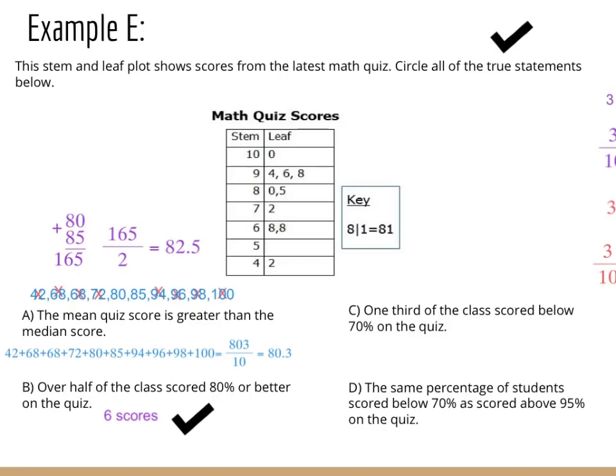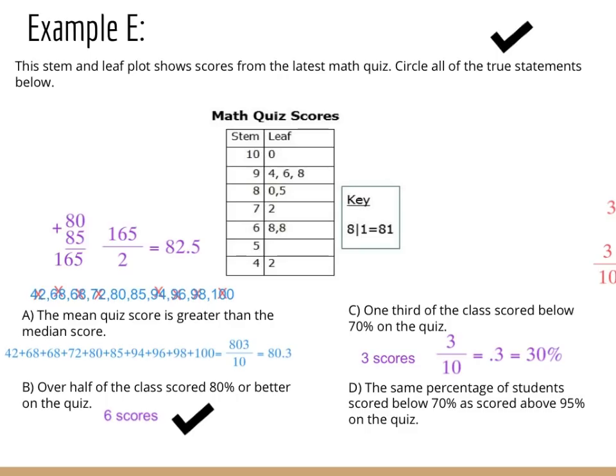Letter C says 1/3 of the class scored below 70% on the quiz. So looking at scores below 70%, I've got a 68, a 68, and a 42, so that's 3 scores. So let's see if that's a third. There are 10 scores total, so I've got 3 out of 10, which is 0.3 or 30%. 30% is not a third because a third would be 33.3 repeating percent, so this statement is not true.